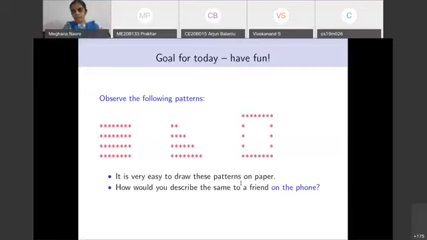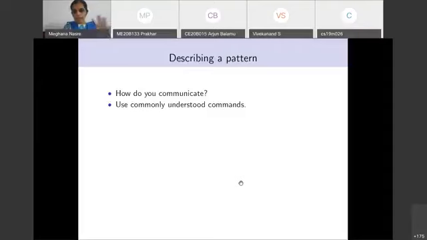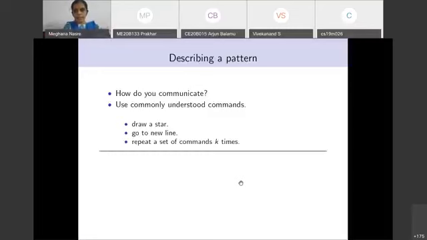Okay, so one rule that we will follow is that while Vidushi can understand high level commands, somebody may or may not be able to. For example, you could have described pattern 2 as a staircase or pattern 3 as a hollow box, but we are not going to give instructions of this form. We will give instructions in terms of stars and enter, and we will use only these 3 commands: draw a star, go to a new line, and repeat a set of commands k times. These are the only 3 commands that you can use to communicate with Vidushi.